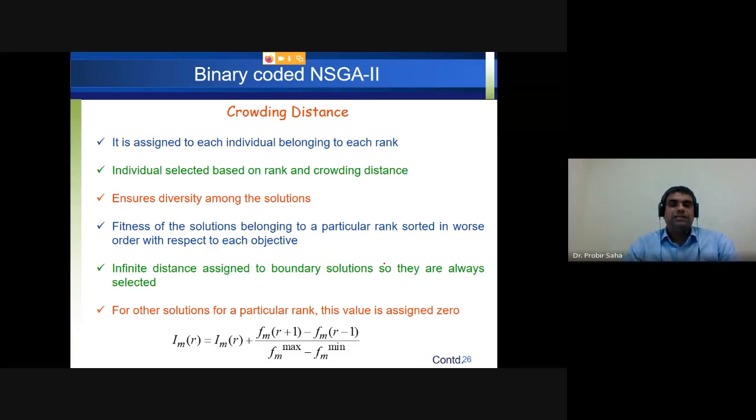Now, the next important part is the crowding distance. So what is crowding distance, or why is it important?